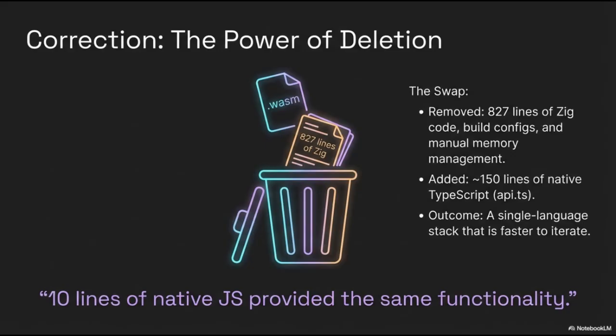Let's examine the impact of a recent architectural correction centered on the power of deletion. We successfully removed 827 lines of Zig code, along with the associated build configurations and manual memory management required for WebAssembly. This complex setup was replaced by approximately 150 lines of native TypeScript within our API.ts file. The outcome is a unified, single language stack that allows our team to iterate much faster. As highlighted here, just 10 lines of native JavaScript were ultimately able to provide the same functionality, proving that reducing complexity is often the most effective path toward maintainability and performance.